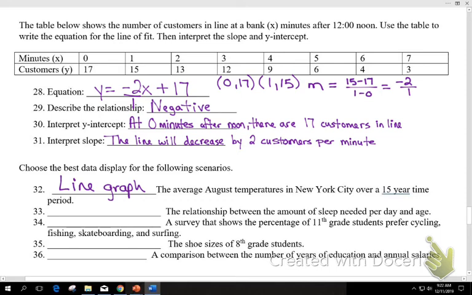Relationship. Comparison between sleep needed per day and age. Typically, the older you get, the less sleep you need. Now, sometimes when you're really elderly, you can fall asleep here and there throughout the day, take naps. Honestly, guys, it's definitely not one shoe fits all.